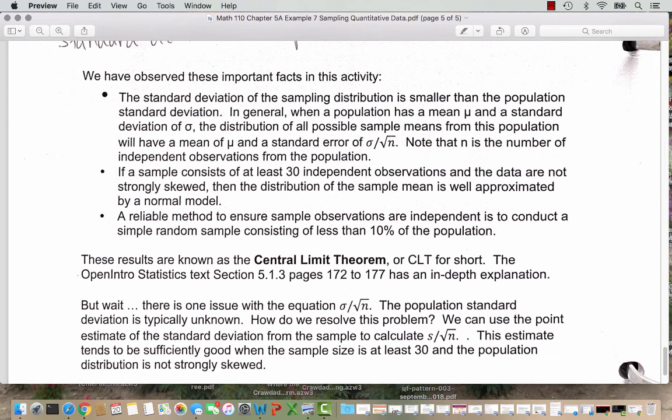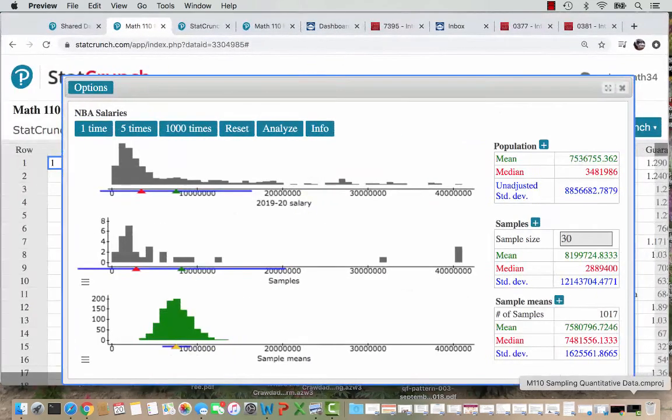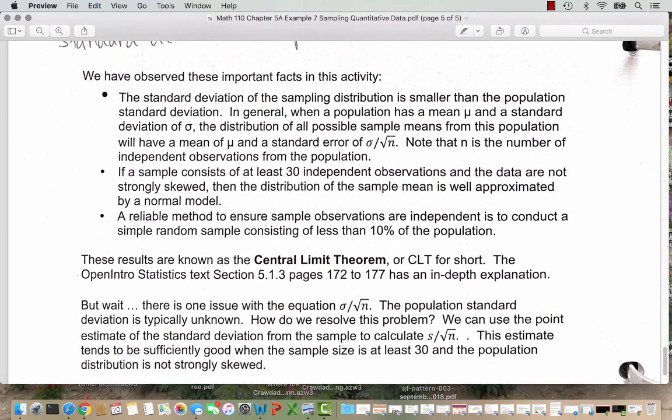If a sample consists of at least 30 independent observations and the data are not strongly skewed, then the distribution of the sample means is well approximated by a normal model. So when we did our sample size 30 here in our simulation, our graph of the sample means down at the bottom looks pretty close to normal. So our general rule of thumb is if your sample size is 30 or more, then you can assume the sample means graph will be close to a normal shape or a normal model.